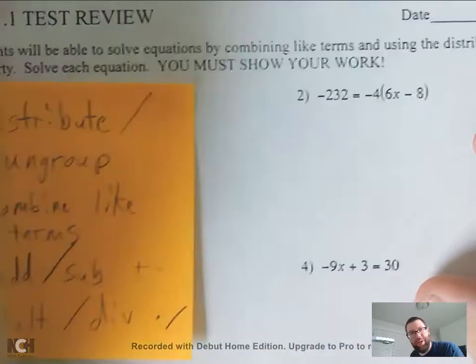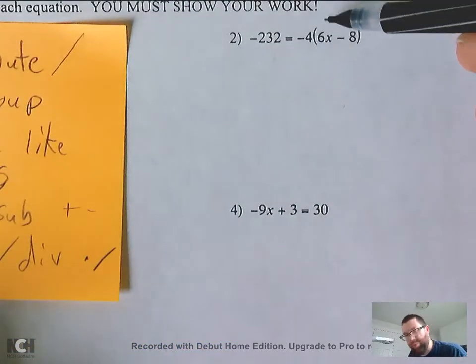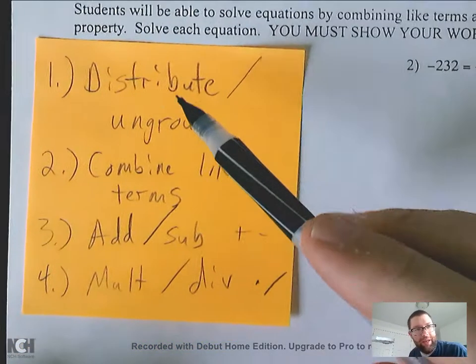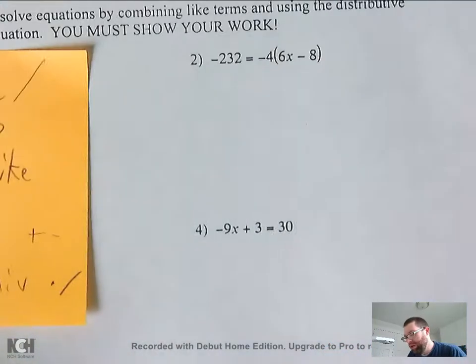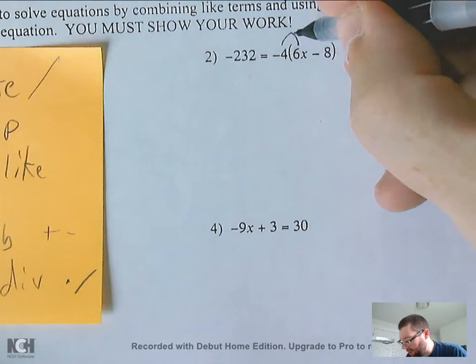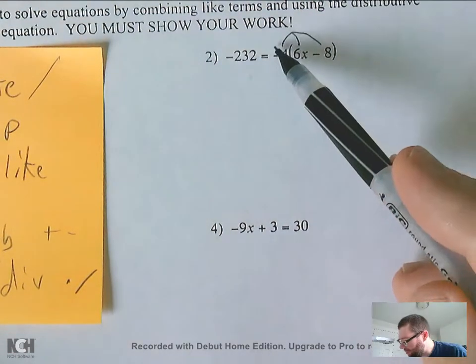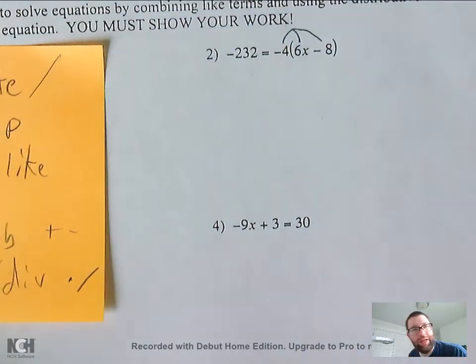Okay, number 2. Now this one, we've got some steps here. Right off the bat, I see the parenthesis, so that tells me I need to distribute. The first thing I'm going to do is take that negative 4 and distribute it to the 2 terms in the parentheses. I'm going to shoot that negative 4 over the wall.